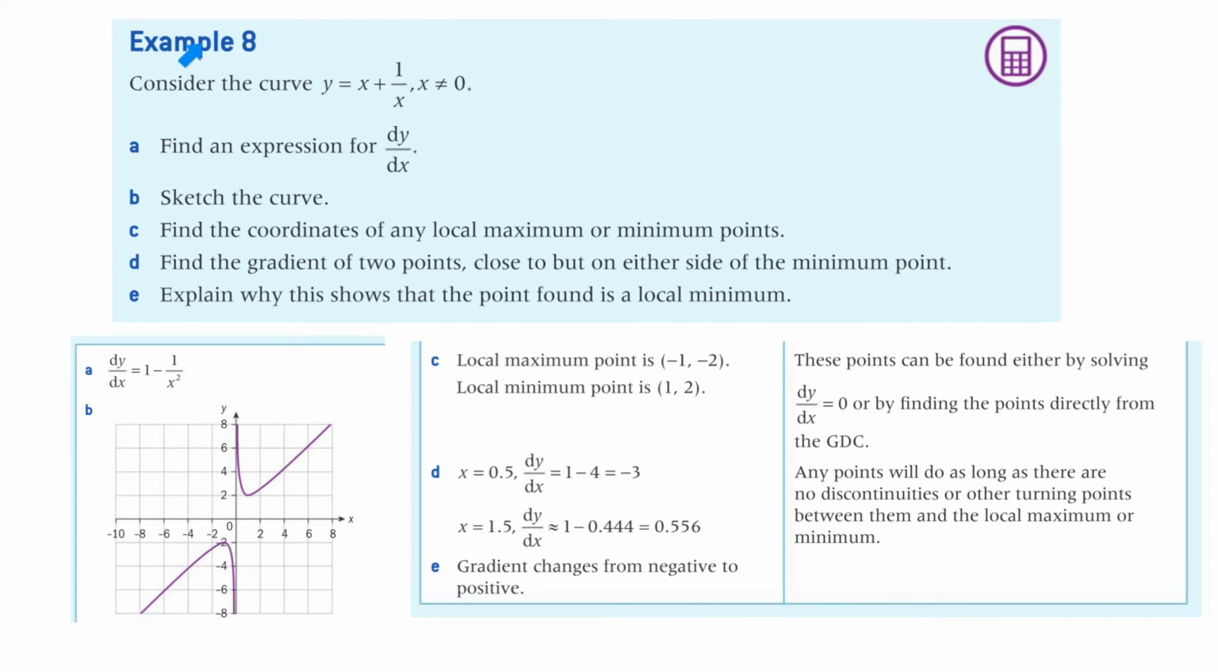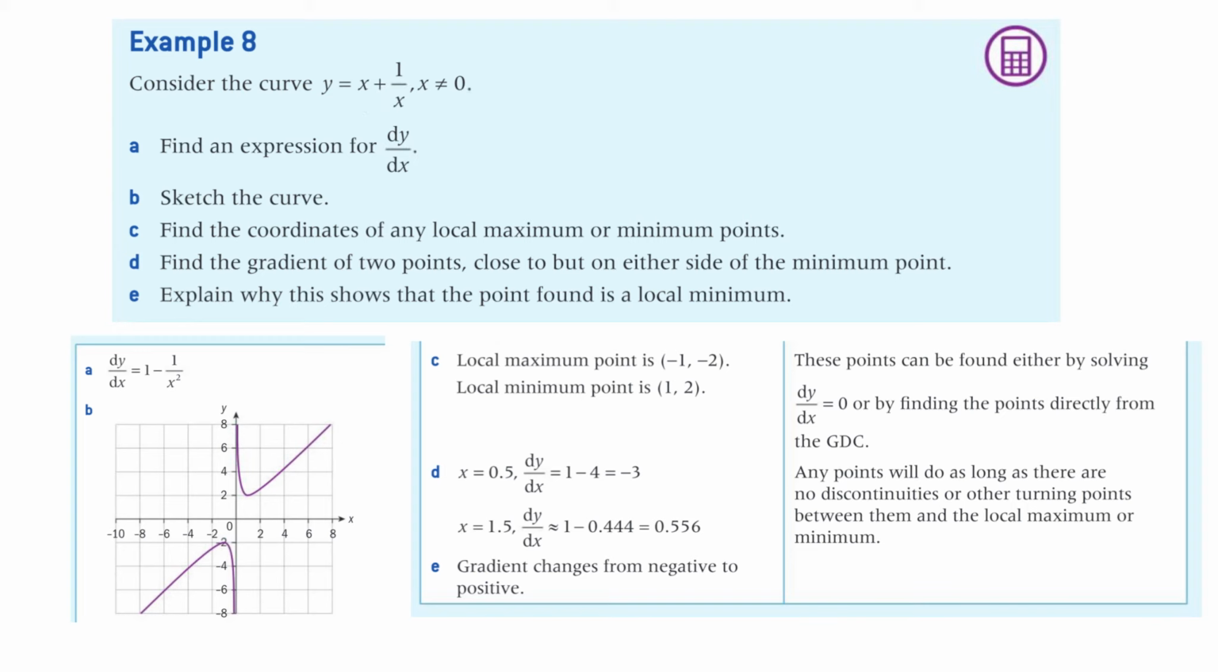Okay. Let's have a look at example 8. Consider this curve, y equals x plus 1 on x, with this restriction here that x cannot equal 0. A, find an expression for dy/dx. Well, remember, to get this answer for dy/dx, the first thing we need to do is to rewrite this. Make sure that you're not using fractions in your algebra. So the way this would be rewritten would be x plus x to the minus 1. Okay, x plus x to the minus 1.